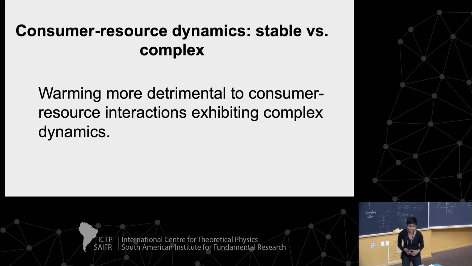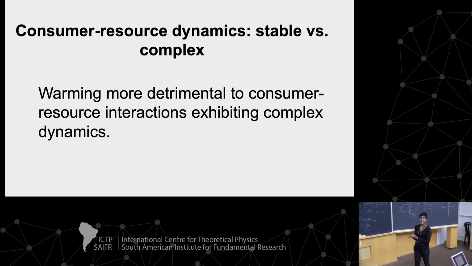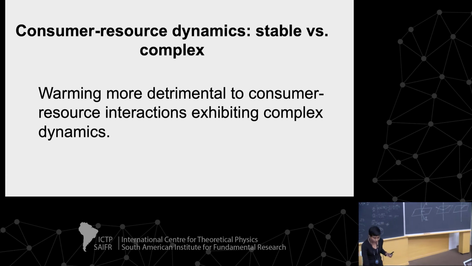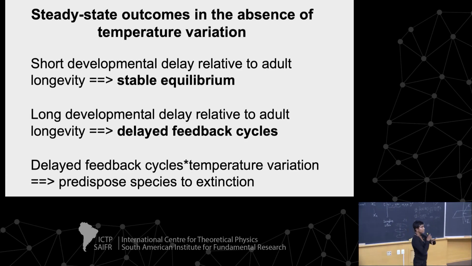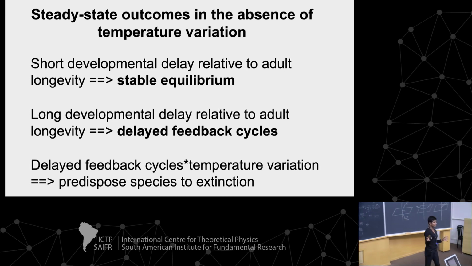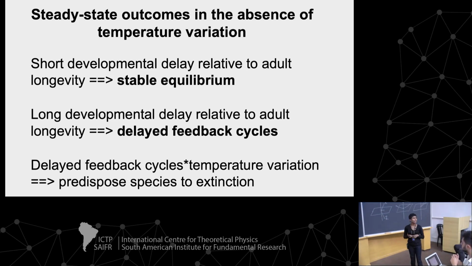Now, the next one is we want to look at the effects of warming when the consumer resource dynamics are initially inherently more stable than when they exhibit complex dynamics. Now, the complex dynamics here come from the delay. So let me explain this. What are the steady state outcomes of these delay systems, where you look at the stage structure in the absence of any temperature variation? And these are the outcomes you get.